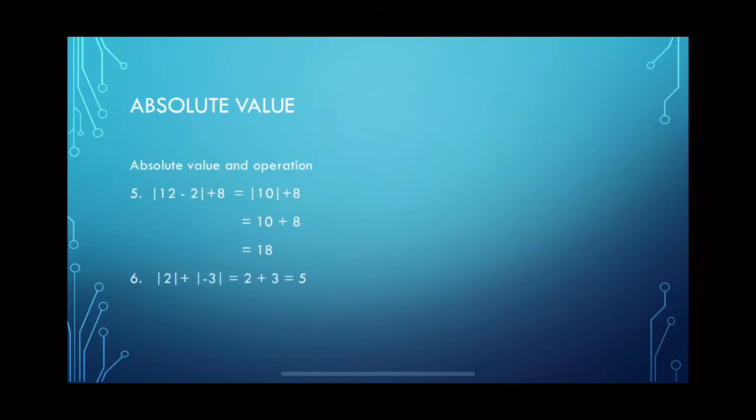So for number 6, we have absolute value of 2 plus the absolute value of negative 3 is equal to, for the absolute value of 2 is equal to 2, and for the absolute value of negative 3 is equal to positive 3. So therefore, we have 2 plus 3 is equal to 5. Number 7, find the absolute value of 10 plus the absolute value of 2. So therefore, we will have absolute value of 10 is equal to 10, and the absolute value of 2 is equal to 2. So therefore, we have 10 plus 2 is equal to 12.